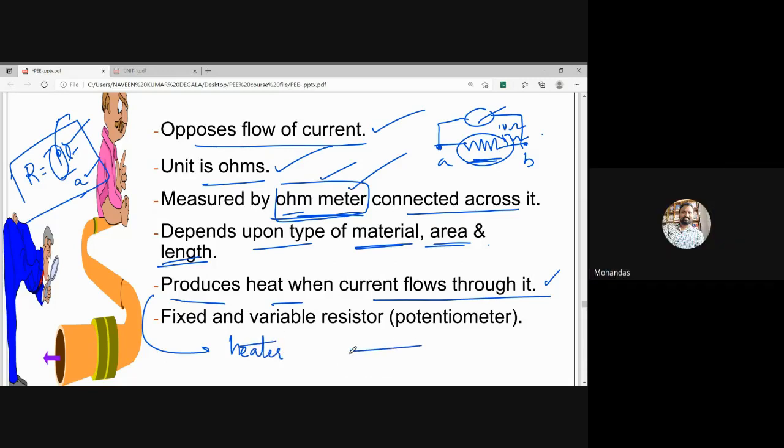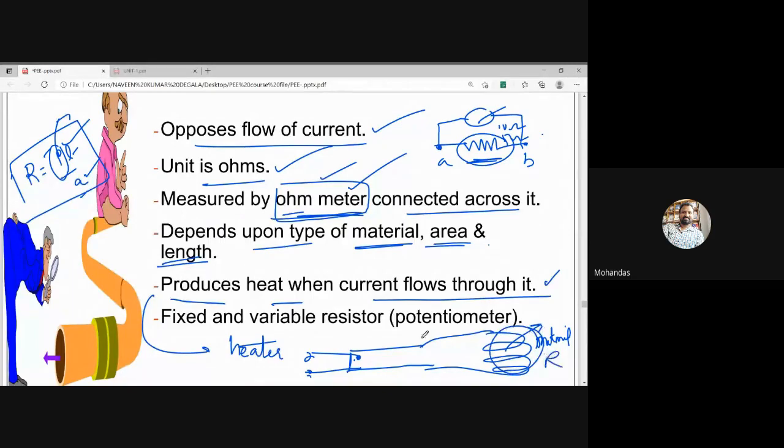You might have seen the heater like this. And there is a wire which is used to connect to the switchboard. Yeah, it is a material, right? It is a material which has the property of resistance.